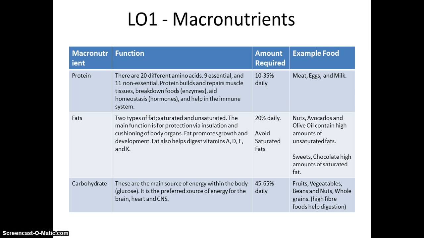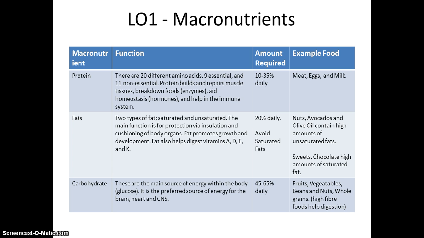In terms of our daily amount, we need about 10 to 35% of our daily overall calorie intake from protein. Now, percentage isn't a fantastic way to go about talking about someone's daily amount. Grams per kilogram of body weight is a better way to do it for athletes and things like that, because it's a bit more specific, a bit more scientific. However, it'll do for us today. So example foods for protein are meat, eggs and milk. Lots of dairy products have it.